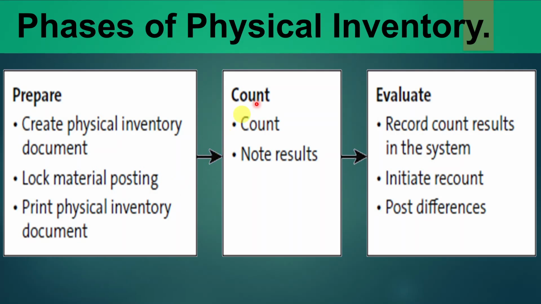Then that document is handed over to the end users, who count the actual stock on the shop floor, store or warehouse, and they update this count in front of each material. Then it is evaluated. They see the counts and record the count in the system, and in case they have some doubts and are not sure it's an accurate count, they might ask for a recount. If there is no recount, then these differences are posted, and this difference is settled against the inventory difference account.